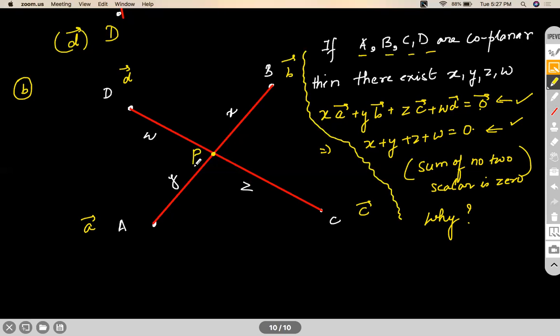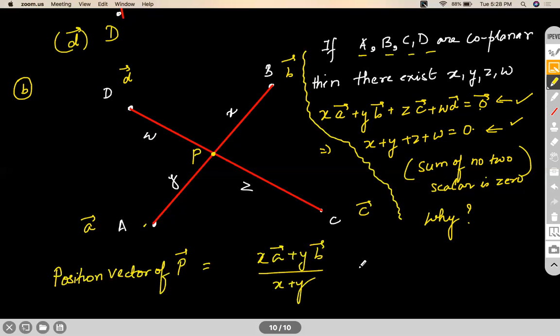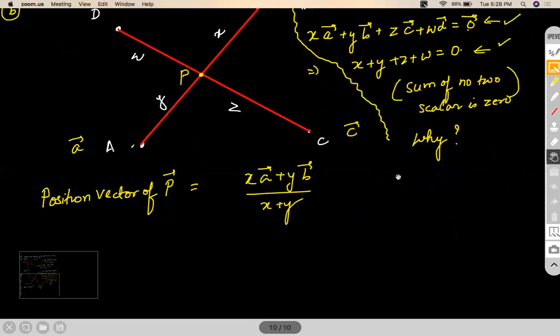Now, if I ask you, what is the position vector of P? What is the position vector of P? Looking at A and B, you will say it's very simple. It is going to be (xA plus yB) by (x plus y). Correct? Yes or no? Right?